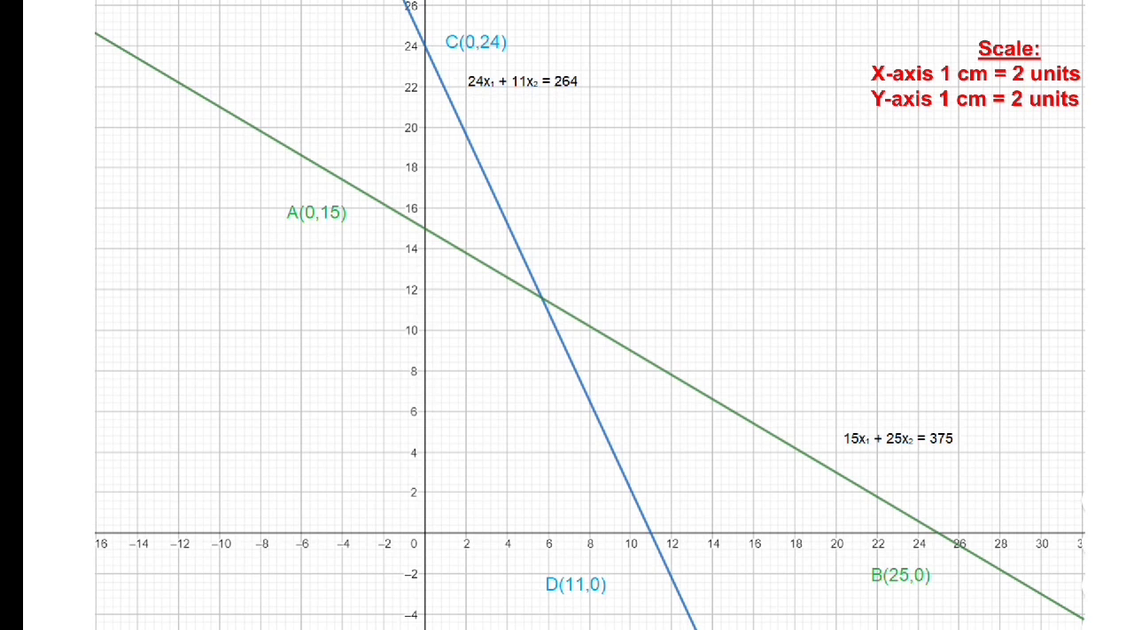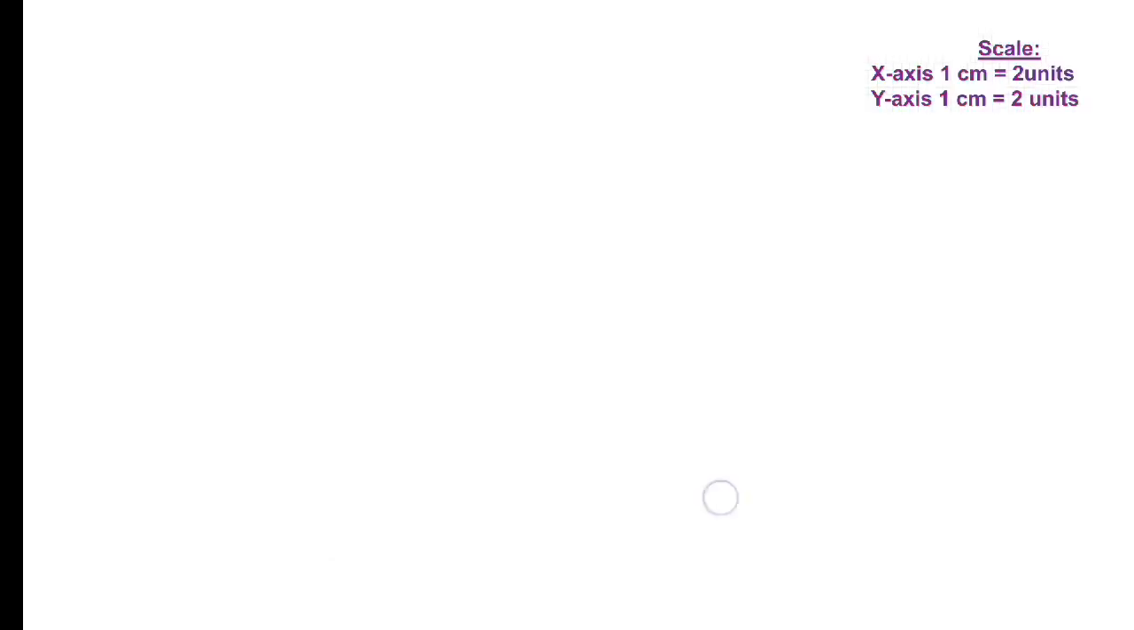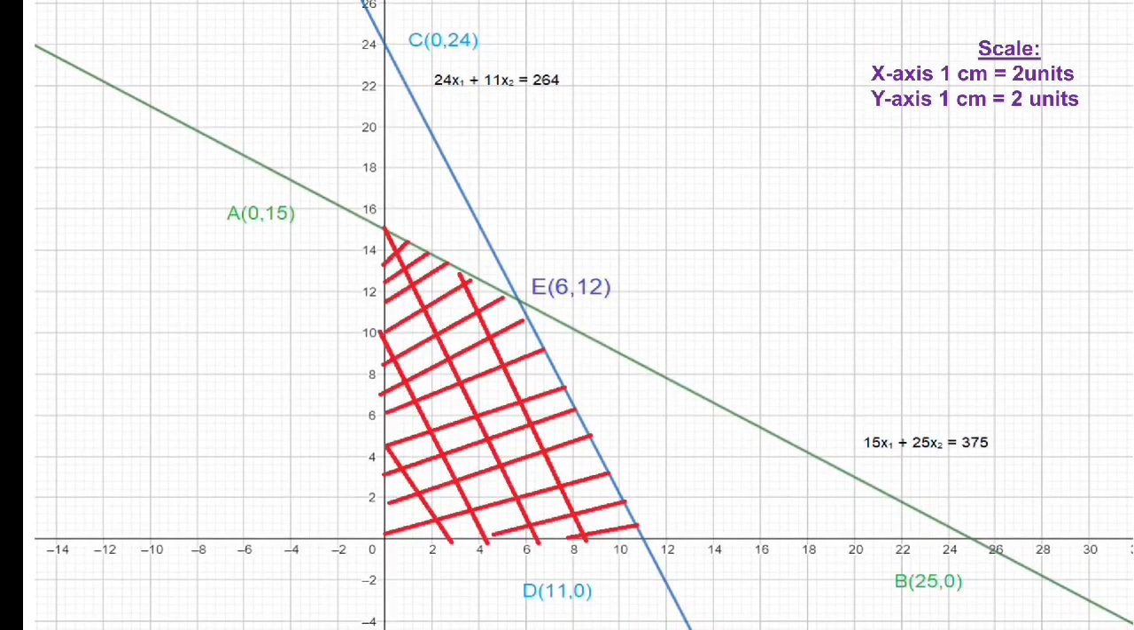On the graph sheet you are drawing, the E point is where the lines intersect. Using the graph, we get approximately E of 6, 12, because it is close to 6 on the x-axis and close to 12 on the y-axis. We can get the exact value as well, but we are approximately considering it as 6, 12. Now the corner points will be A, G, H, I.